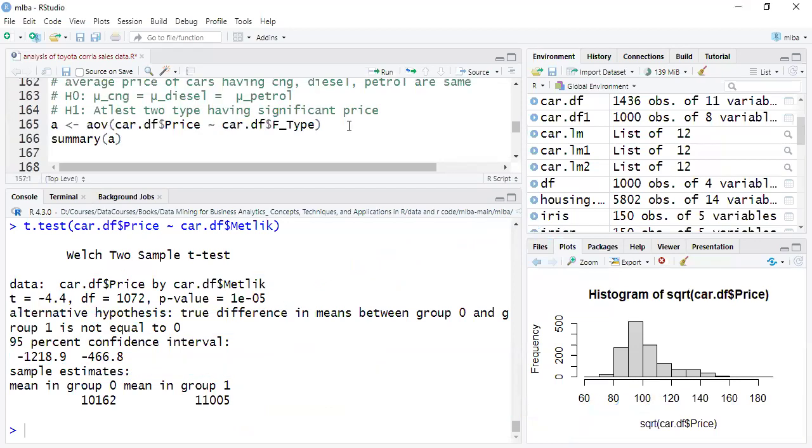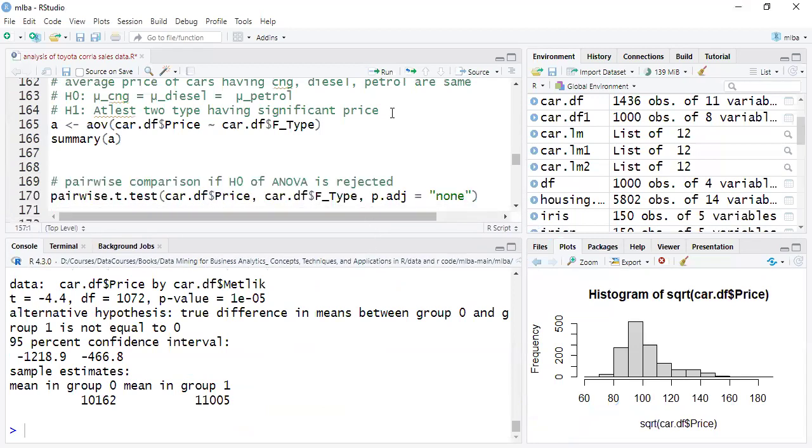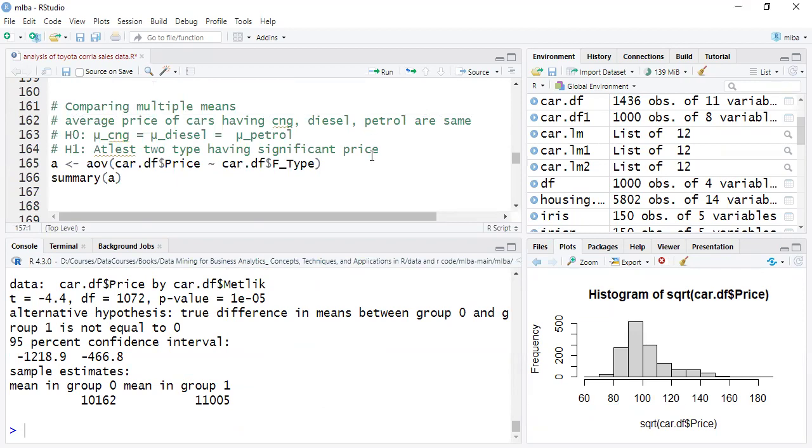Now, another thing is ANOVA. ANOVA is a simple technique which we can apply for comparing more than two means. So the same variable, price: the average price of different types of fuel. Average price of CNG, average price of gasoline, average price of petrol, average price of diesel. The third category is not gasoline, it is a diesel car. The command is AOV. AOV stands for analysis of variance.